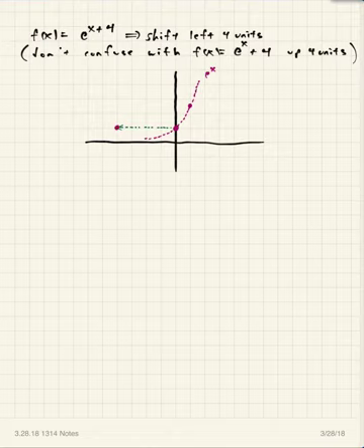Back 4 units to the left. Still a growth curve, right, just shifted backwards. And so here's e to the x plus 4 right here. Right, that's a shift back to the left 4 units.